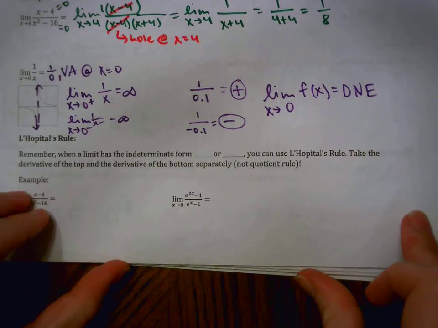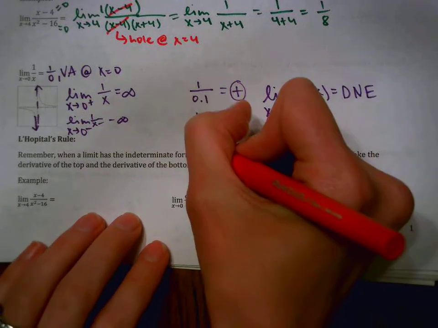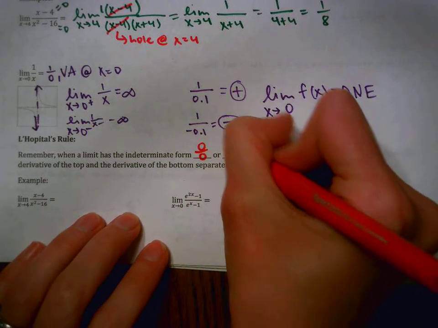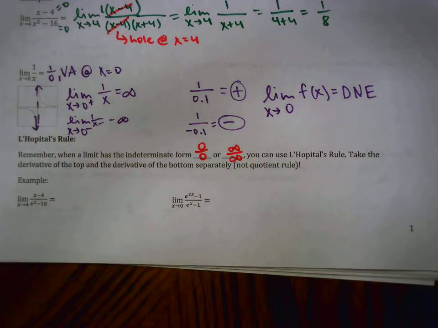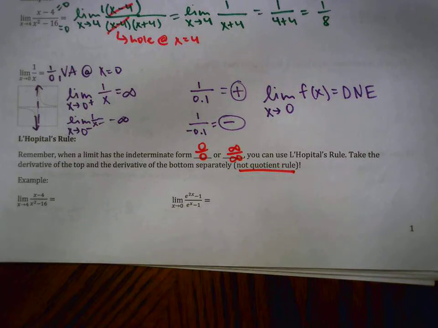So L'Hopital's rule applies whenever you have a limit with an indeterminate form, which could be 0 over 0, or infinity over infinity, or if there's a negative in there, it still works. You can use L'Hopital's rule. Remember, you have to take the derivative of the top and the derivative of the bottom separately. It is not quotient rule. You're just doing the derivative of the top and the derivative of the bottom. This is in chapter 5 if you need to go look at these examples.